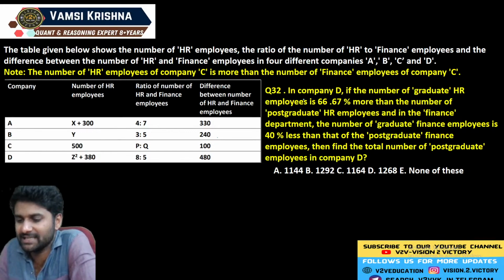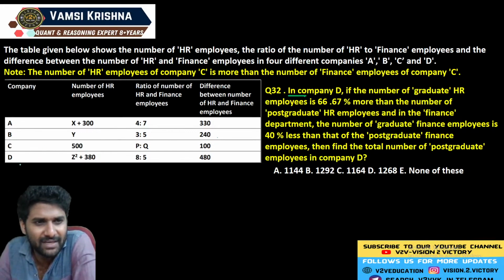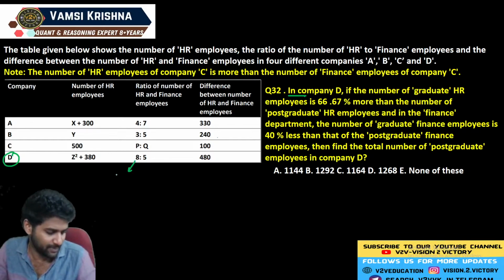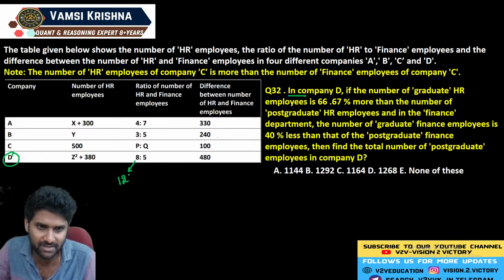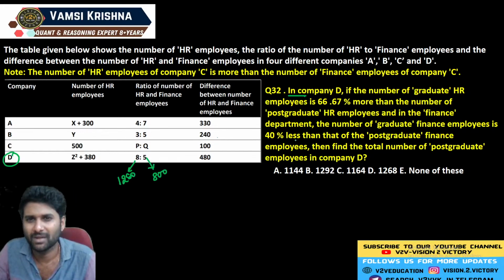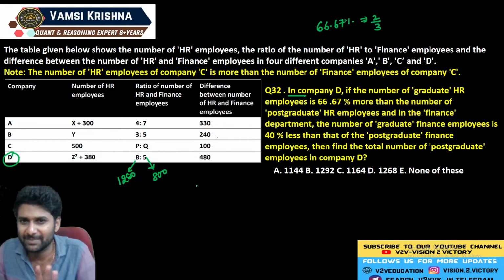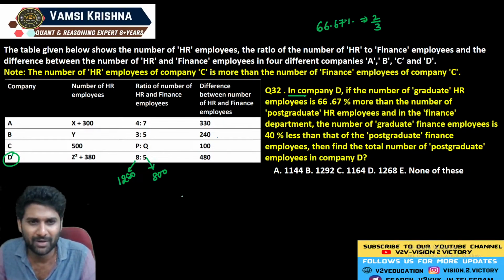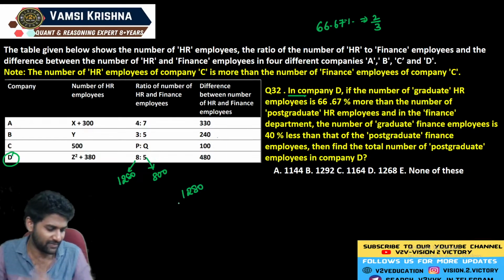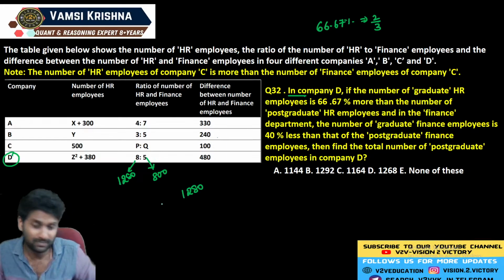Guys, try to understand the information. In a company D, here the question is related to D. You already know the calculation. Number of HR people in D is equal to 1280 and finance is exactly equal to 800. In a company D, the number of graduate HR employees is 66.67 percentage, guys. 66.67 percentage means it's a value of 2 by 3. So let me take the values. Company D HR. How many people are there? 1280. Total number of HR people is 1280.